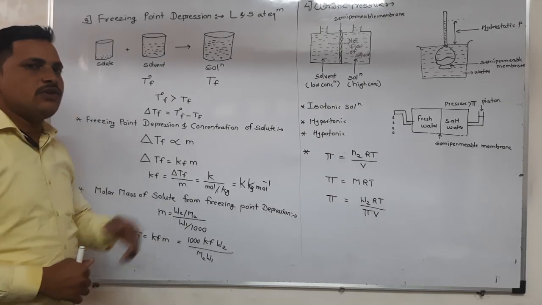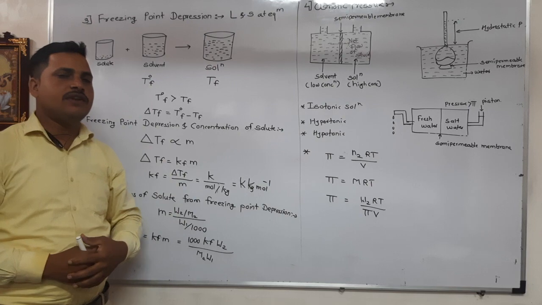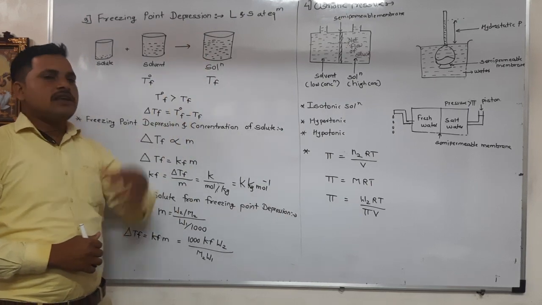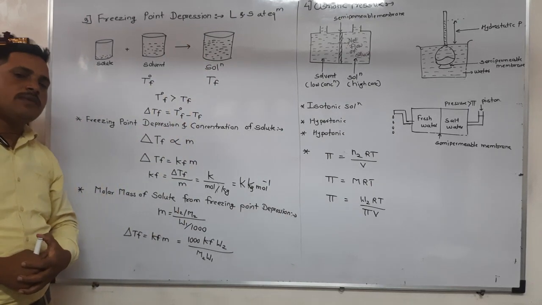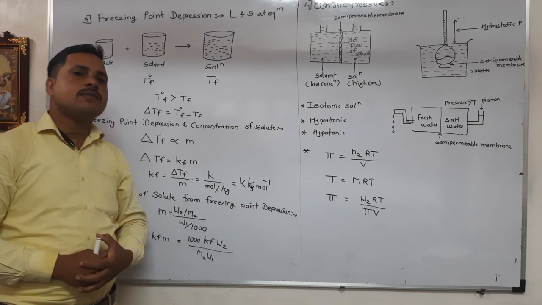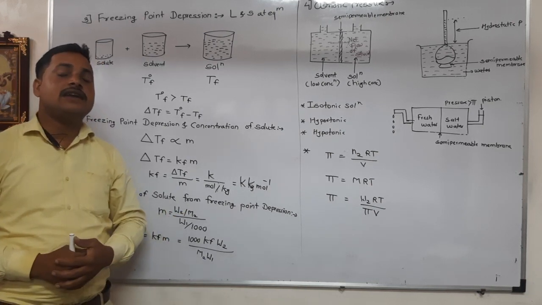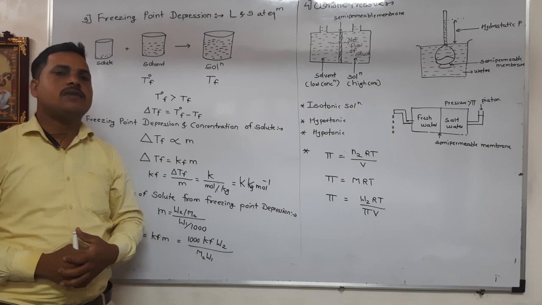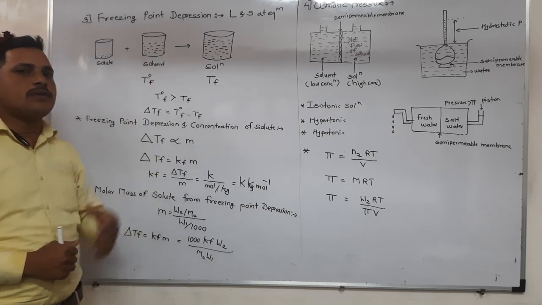Let us start a new topic, freezing point depression. It is a colligative property. A colligative property is a property which depends upon the number of solute particles and not upon the nature of the solute particles. This is the third colligative property.